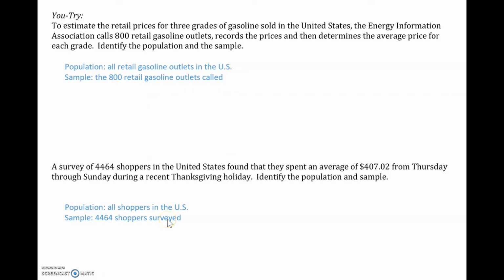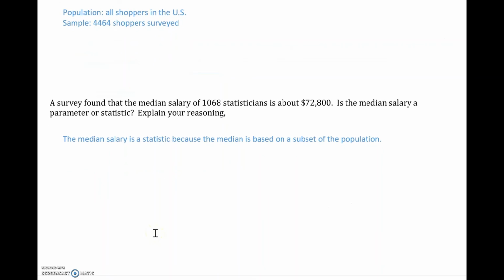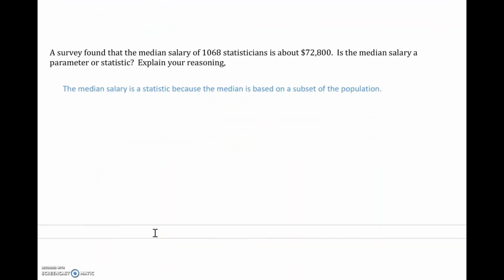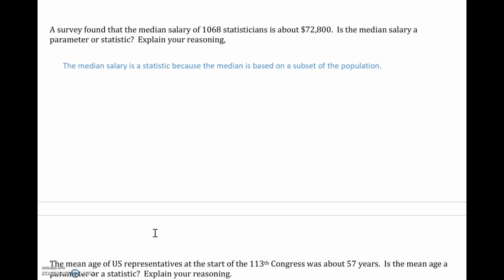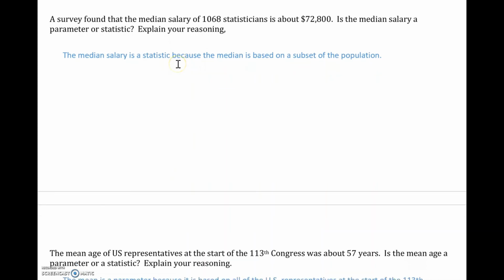All right, next we're talking about parameters and statistics. This first one might sound like it's actually a parameter, but it's a statistic, because if you think about it, they're trying to talk about the median salary of statisticians in general. Are there only 1,068 statisticians in the world? No, right? There's tons. So that's why we call this a statistic, because we only surveyed a subset of all of the possible statisticians that are out there.